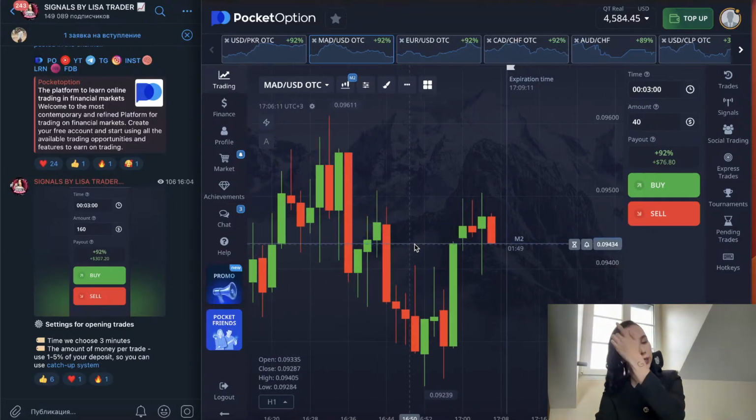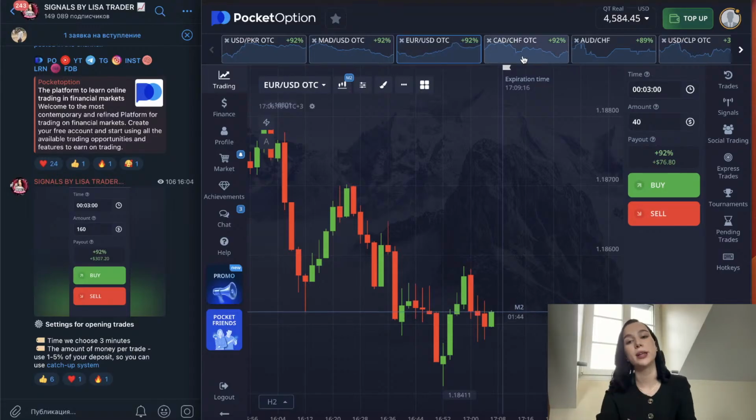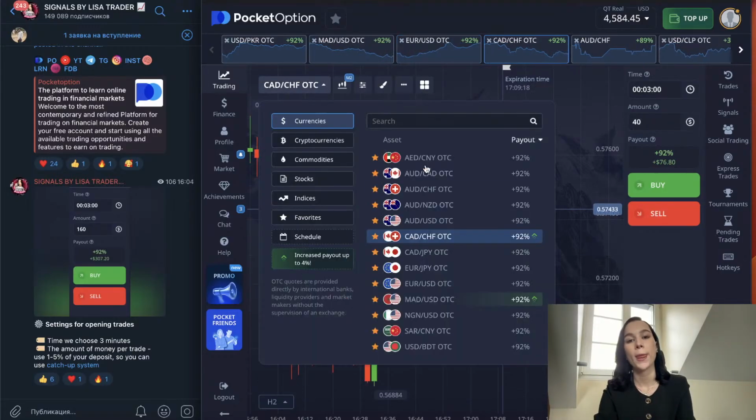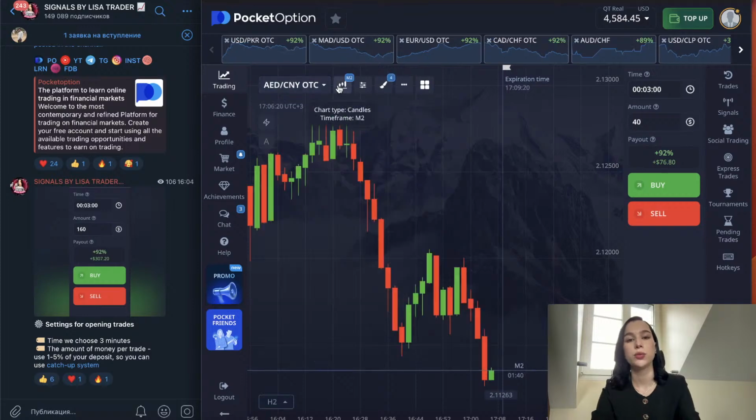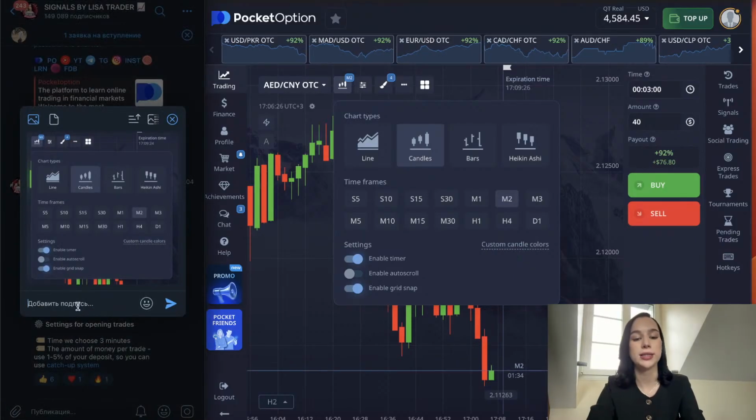So the live stream is just for showing you how it's all working, where I click, and more and more. Firstly, I will also set the chart type as candles. The time frame is M2. That means that each candle lasts 2 minutes. After that, a new one appears on the chart.